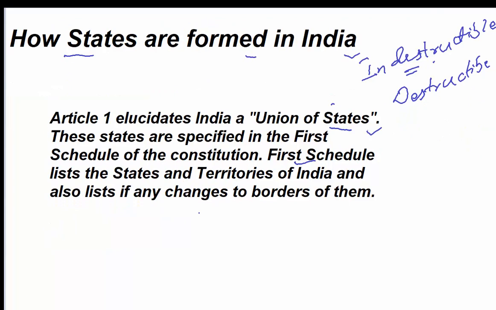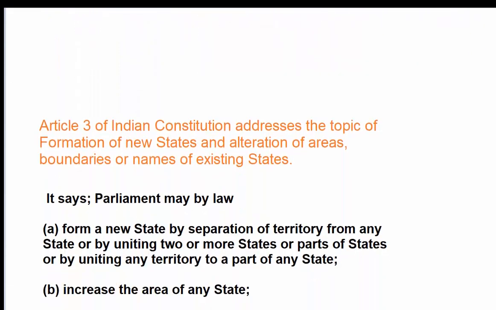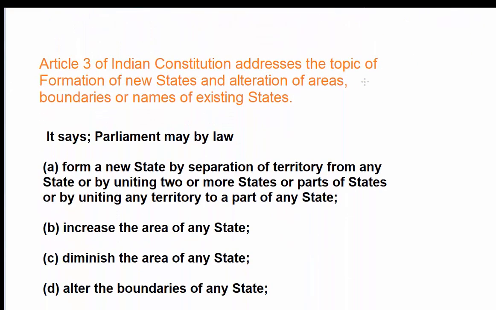Now, let us understand the process of formation of states in India. Article 3 of the Indian Constitution addresses the topic of formation of new states, alteration of areas, boundaries or names of existing states. It says that Parliament may by law form a new state by separation of territory from any state or by uniting two or more states.